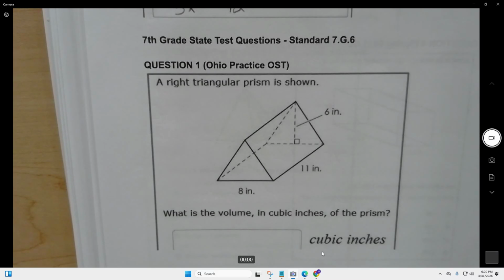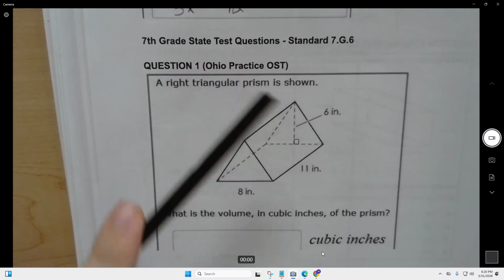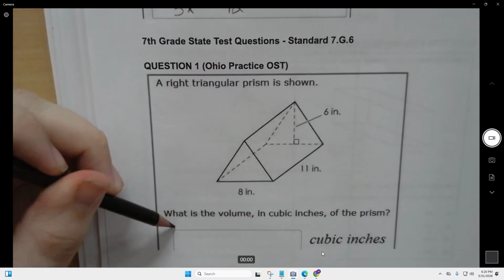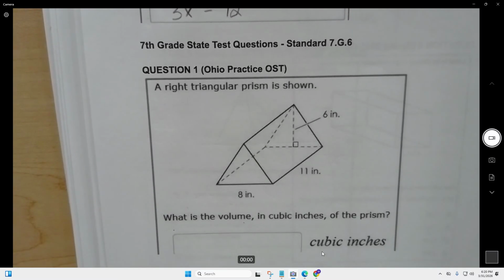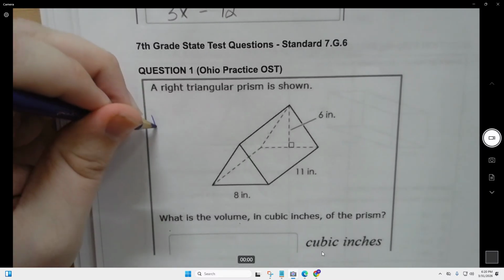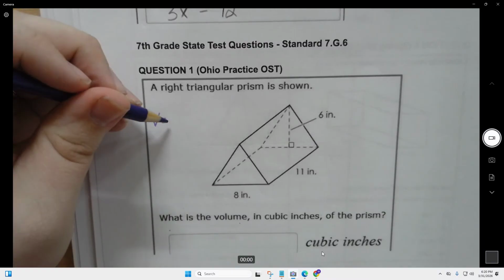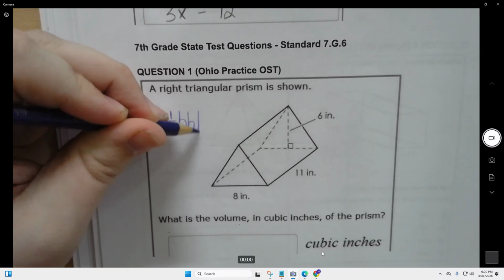So, question one. A right rectangular prism or right triangular prism is shown. What is the volume in cubic inches of the prism? Unfortunately, the state test does not give you the formula for the volume of a triangular prism. So here's one you have to remember. Volume equals 1/2 times base times height times length.